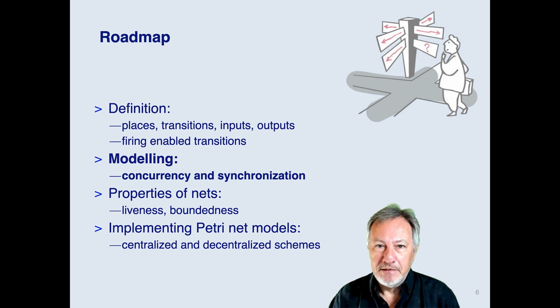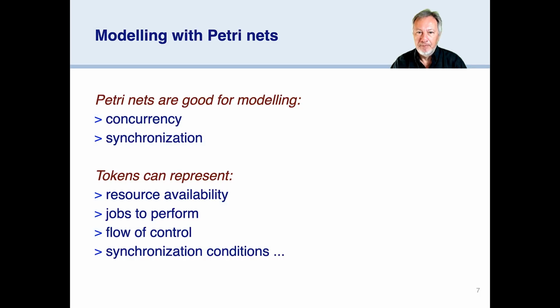So that's basically what there is to the standard model of PetriNets. Now let's see what we can do with this. PetriNets can be used for modeling concurrency, because we can model concurrently enabled transitions which can fire, and also synchronization, because transitions compete for tokens which are sitting in shared places.